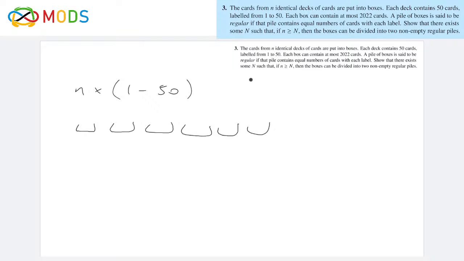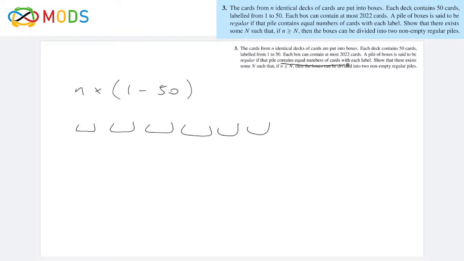Actually, you only need to find one subset, right? You mean like one subset containing half of them, right? But the piles don't have to be equal, right? The piles. No, the boxes. Wait, no. The piles have to have equal numbers of cards, don't they? Because that's what regular means, right?